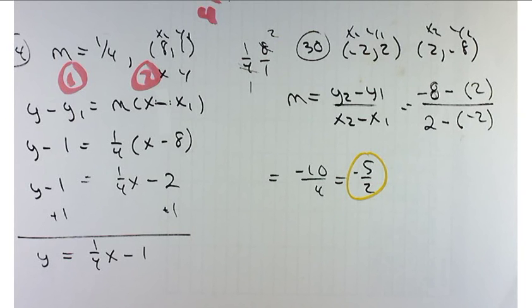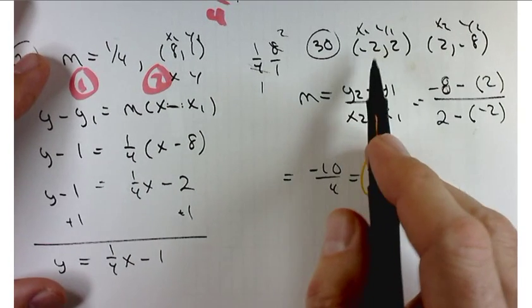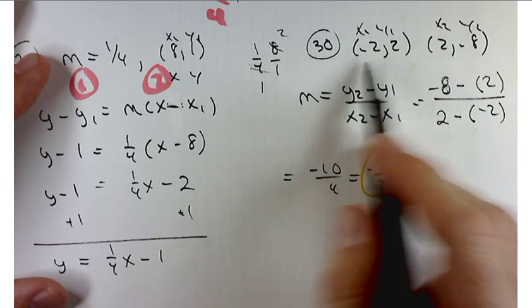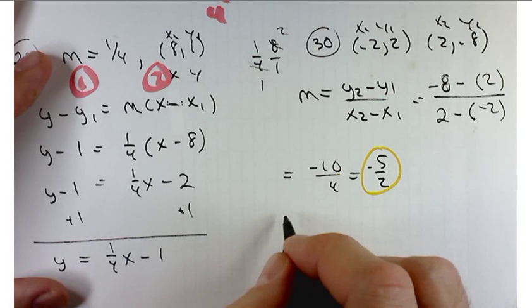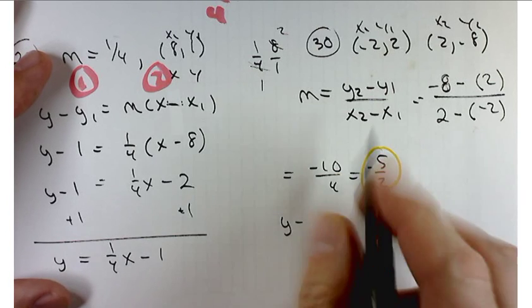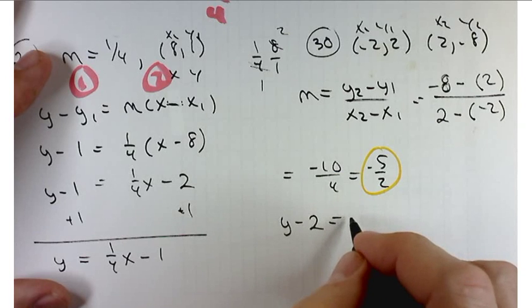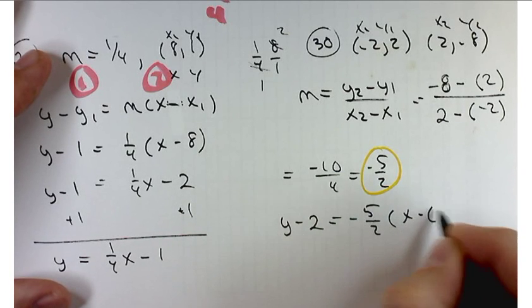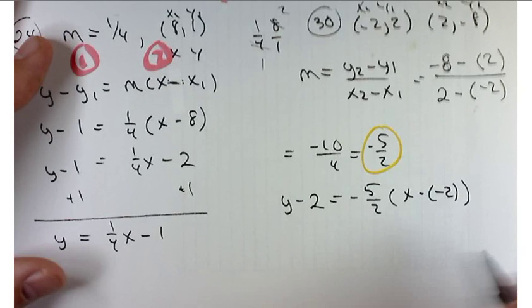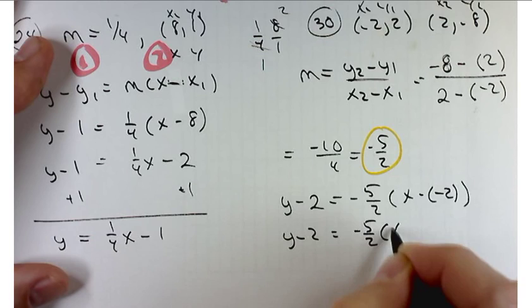Absolutely. So we'll finish this off with, I don't know, which one looks easier? First one or the second one? First one? All right, the smaller numbers, I like that. So y minus y1 is 2 equals m times x minus x1. So it's y minus 2 equals -5/2 times x plus 2.